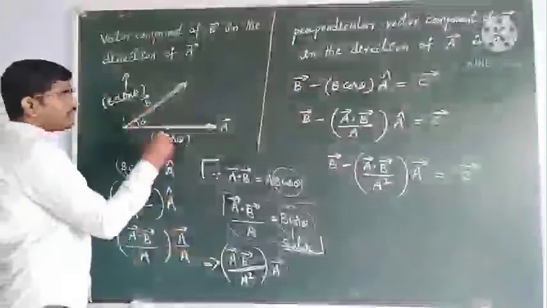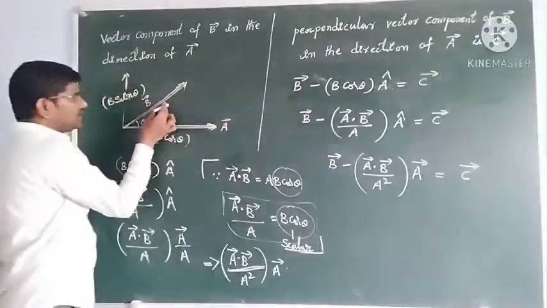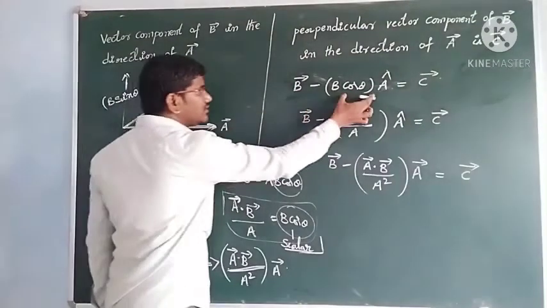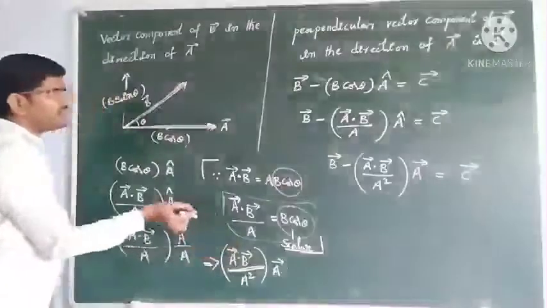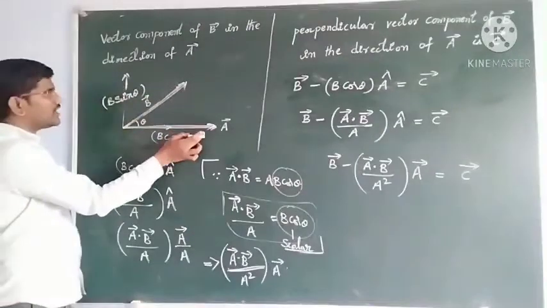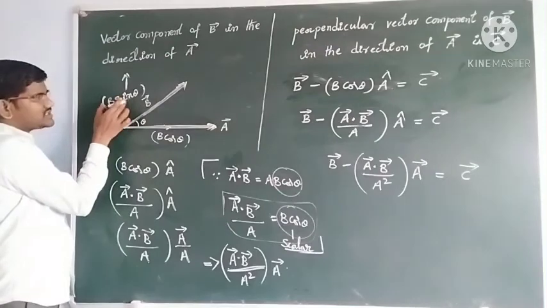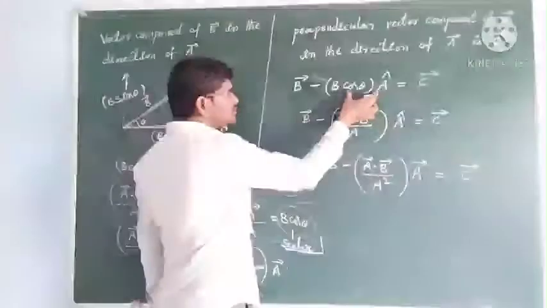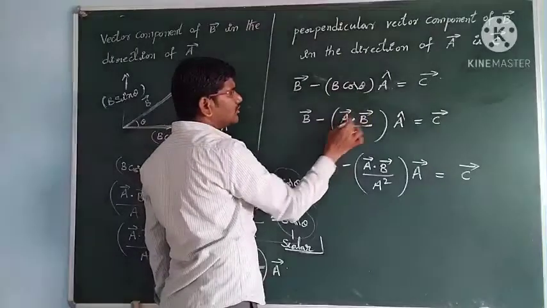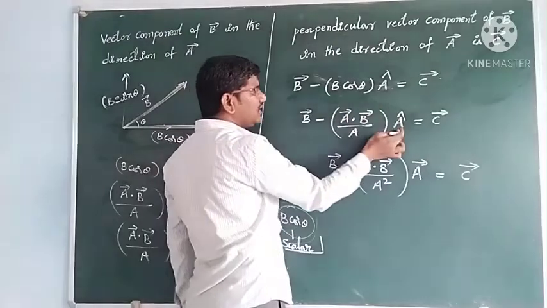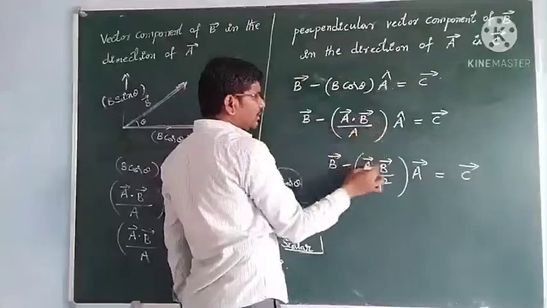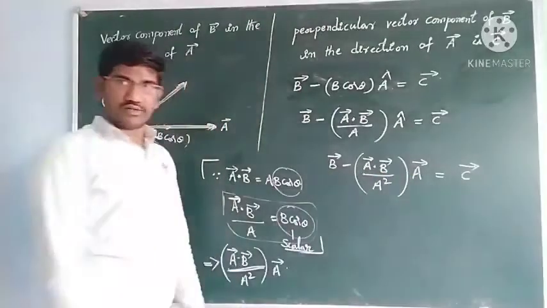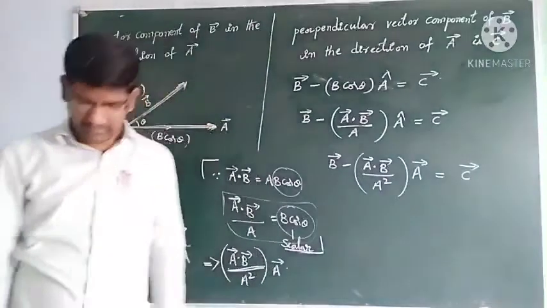And from the original B bar vector, I am subtracting the vector component of B bar in the A bar direction. So the rest is the vector component of B bar that is perpendicular to A bar. This direction of vector that I will get is equal to C bar. Then this B cos theta value we know: B cos theta is equal to A bar dot B bar by modulus of A into A cap, which is A bar dot B bar by A square into A bar. Okay students, if you do numericals we can understand well.